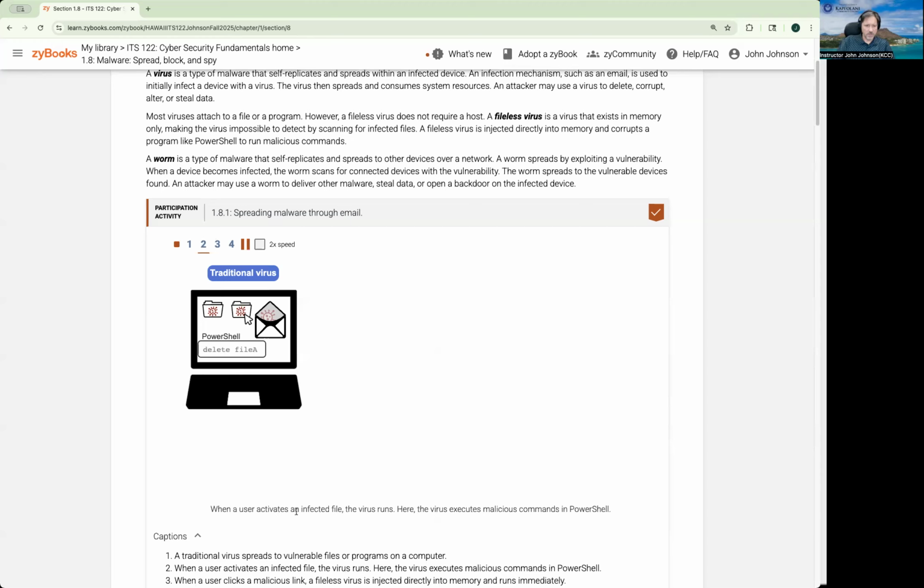Then, once you activate the infected file, once you run it, the virus is going to run, and then it's going to execute malicious commands like, let's say, in PowerShell. It's not always PowerShell. It's just giving PowerShell as an example here, but it could do other things as well.